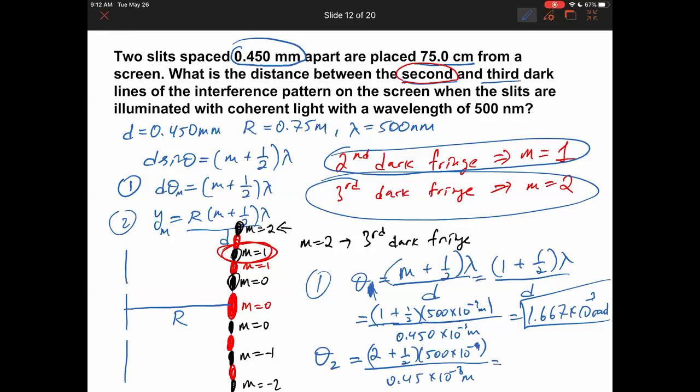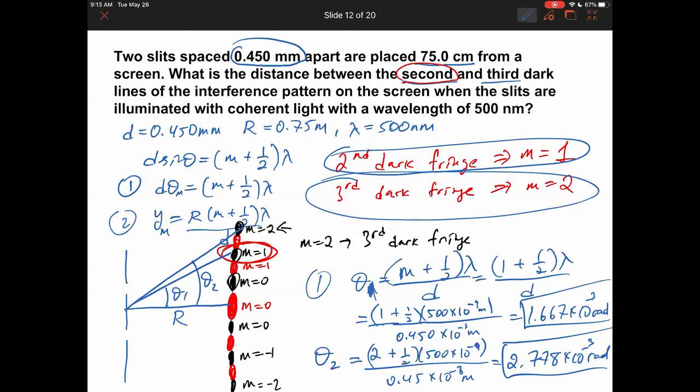And you can see right here I'm going to get a larger value, because let's say I'm going from here to there, then from here to there. So this is theta 1, and this is theta 2. And here I'm getting 2.778 times 10 to the negative 3 radians. So slightly bigger angular displacement. All right, so hopefully you guys were able to follow this.